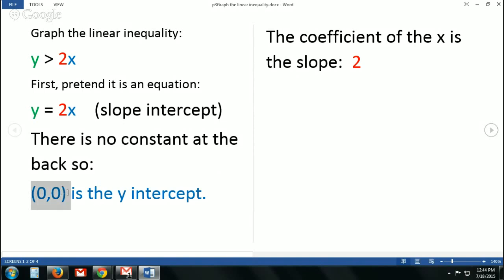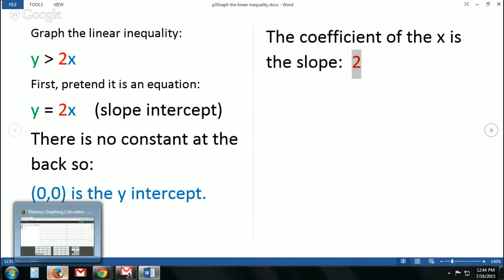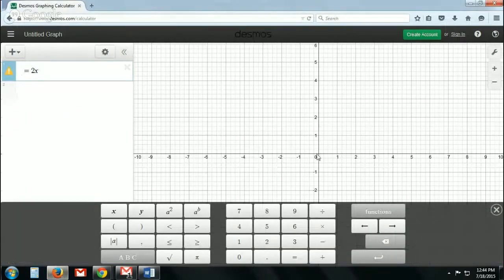It's just like we have a plus 0 at the back. So the y-intercept is (0, 0). Again, the coefficient is 2, so the slope will be 2 for our line. So this time we're going through (0, 0), and then we'll go up 2 over 1 for another point. I'll see a y-intercept here at 0. I'll go up 2 and over 1 to get my second point. And here goes our line just like that.